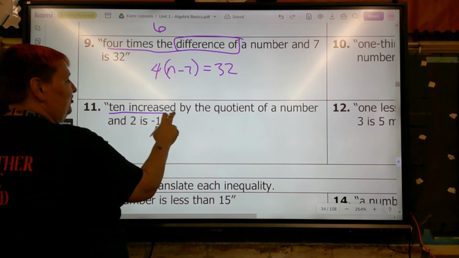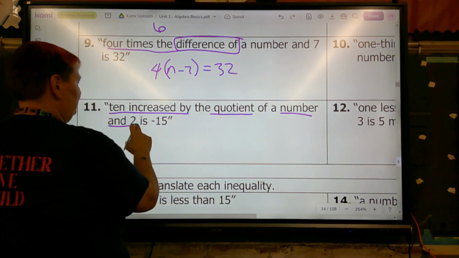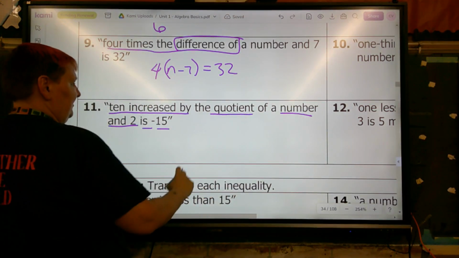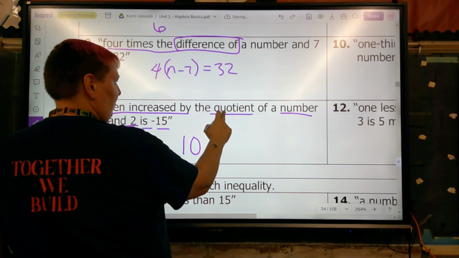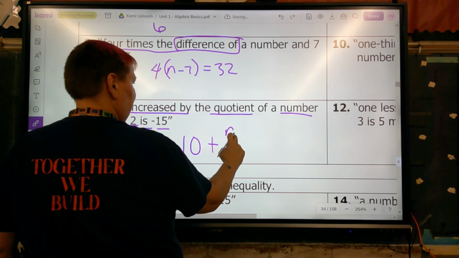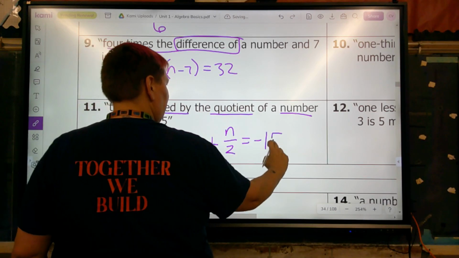10 increased by the quotient of a number and 2 is negative 15. 10 increased by the quotient, meaning division, of a number and 2 is negative 15.